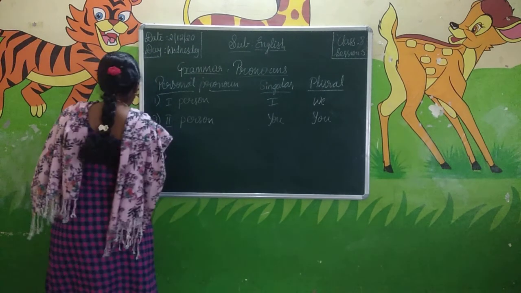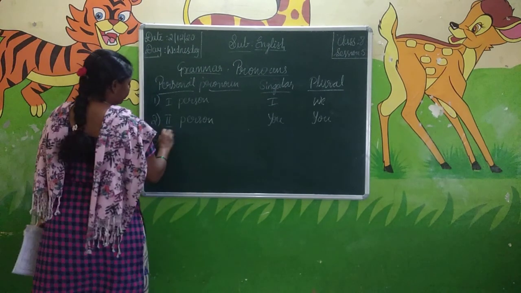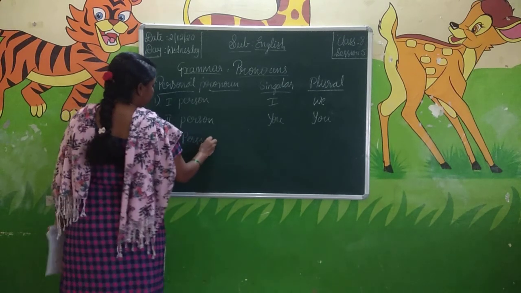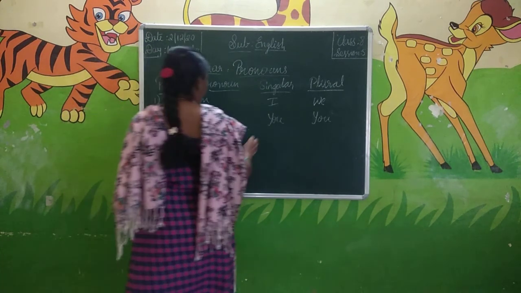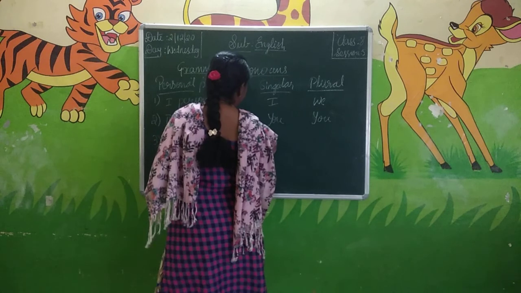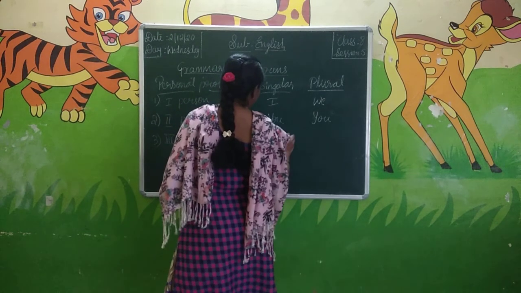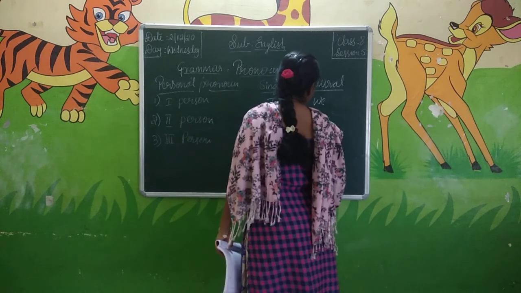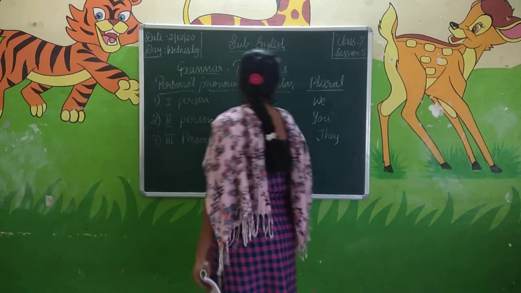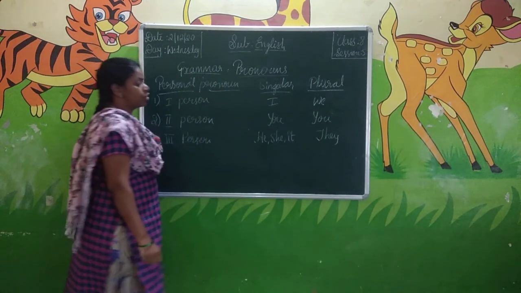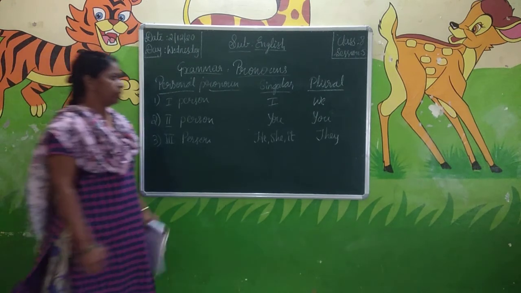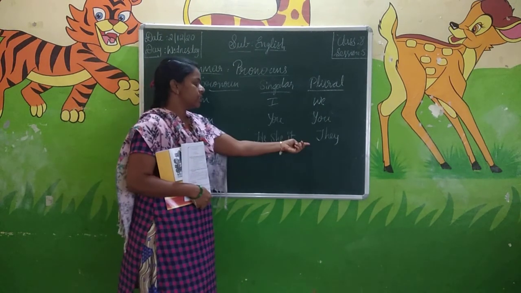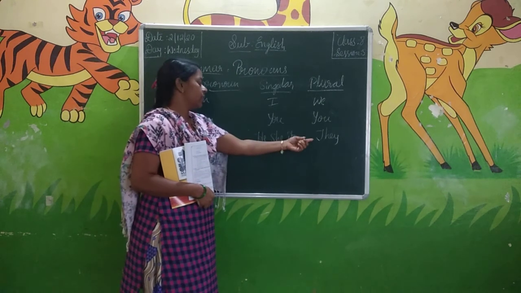Next, third person: he, she, it. The plural form is they. For all three, this they is the plural form.